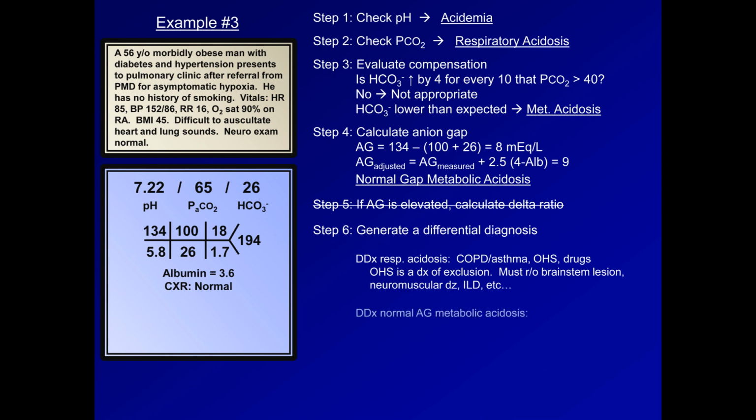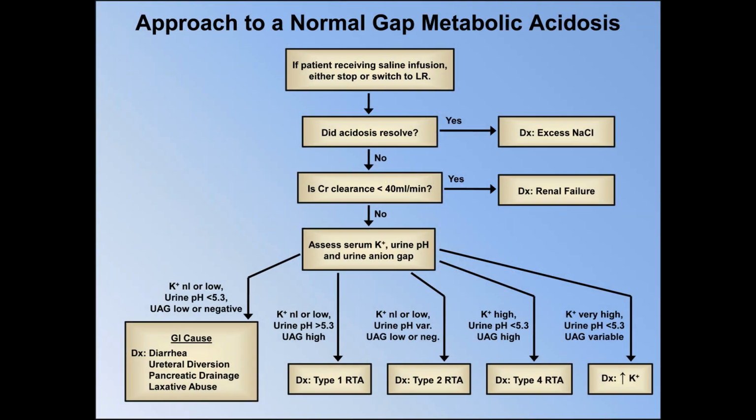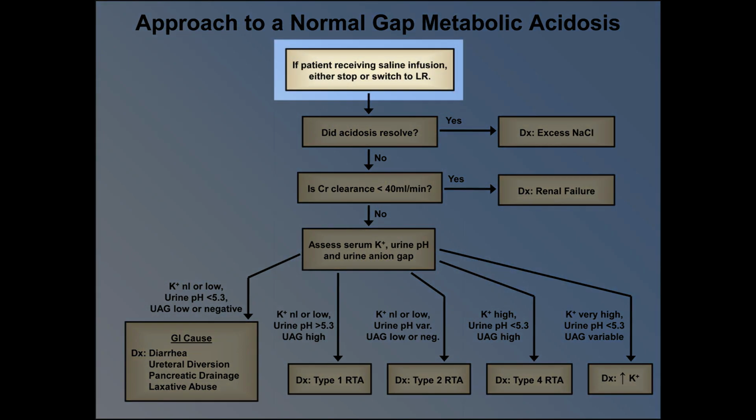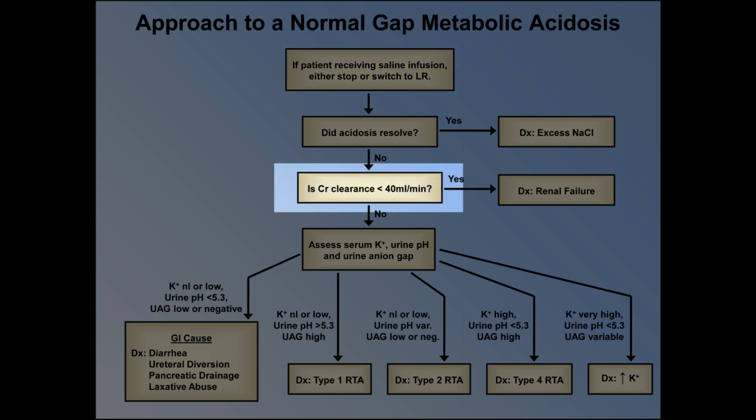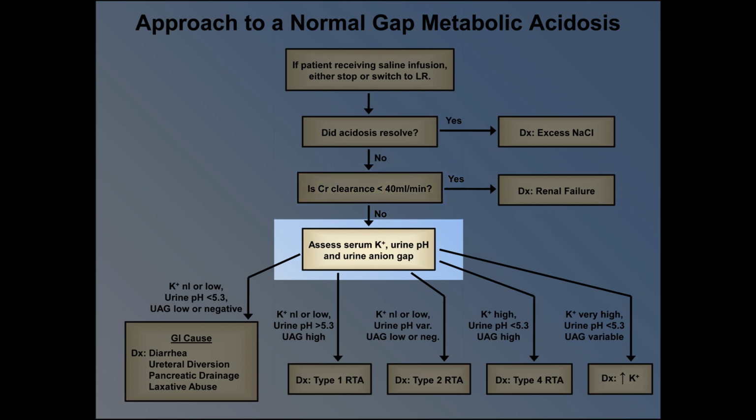Now, what about that normal anion gap acidosis? We haven't seen the flowchart for that in these examples yet, so here it is. The first thing we should do is to make sure any infusions of normal saline are either stopped or switched to lactated ringers, which is obviously not relevant here, so we will skip down a bit. We will then ask whether creatinine clearance is less than 40. To remind you, his creatinine was 1.7. While this isn't normal renal function, his creatinine clearance won't be below 40, so we move to the next step, which is to assess serum potassium, urine pH, and the urine anion gap.